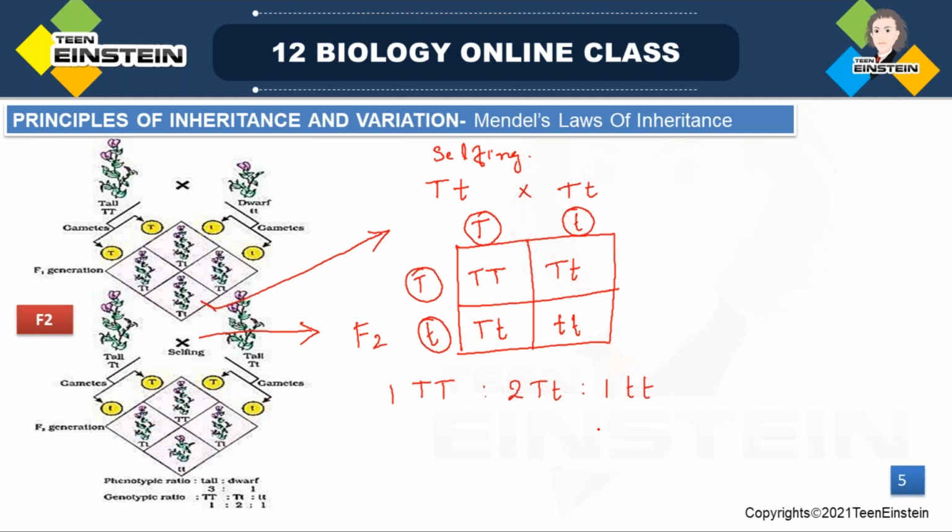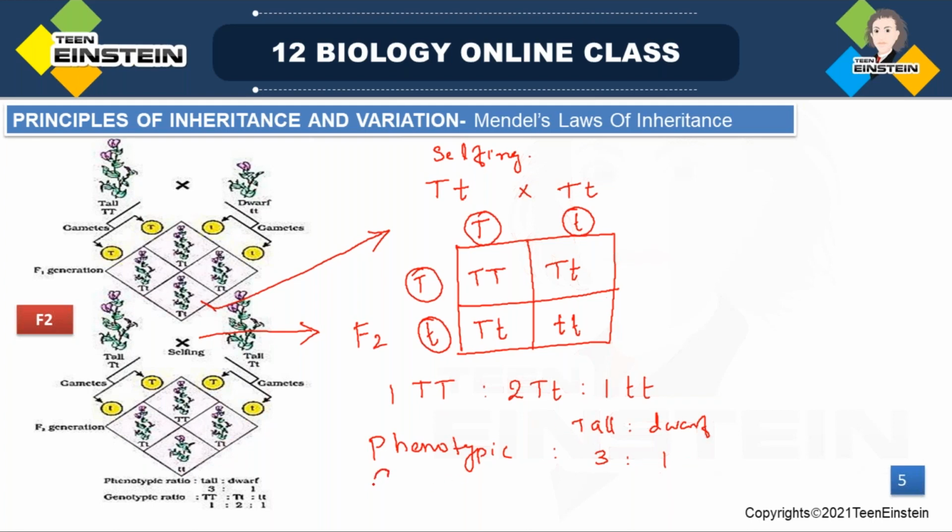So in F2, the phenotypic ratio, or how plants are seen in F2, tall and dwarf, that ratio we will tell. The phenotypic ratio is 3:1. Out of 4 plants, 3 will be tall and 1 will be dwarf. That means 75% of the total number of plants will be tall and 25% will be dwarf.